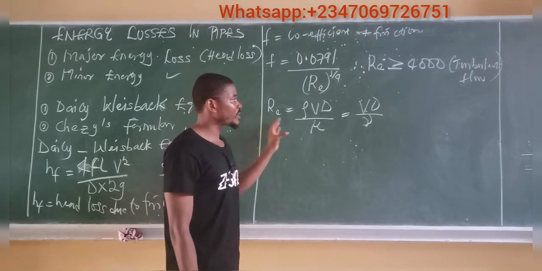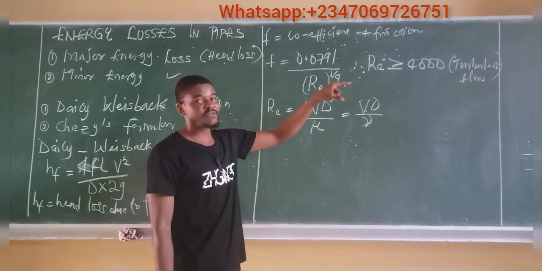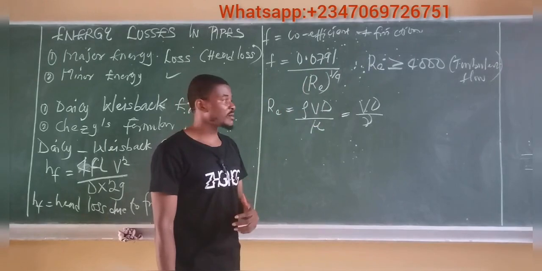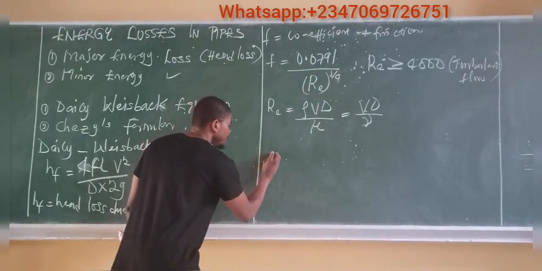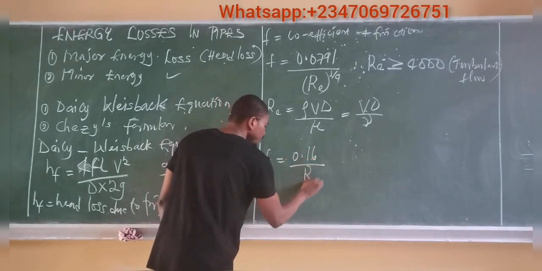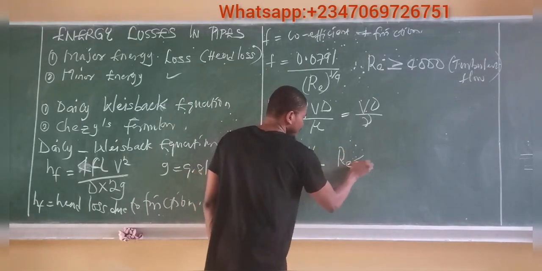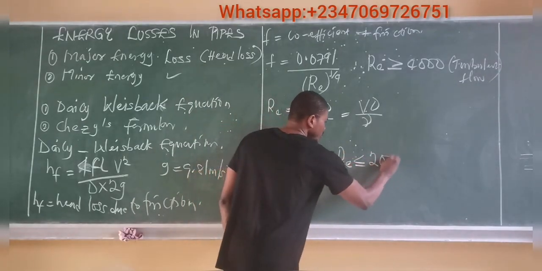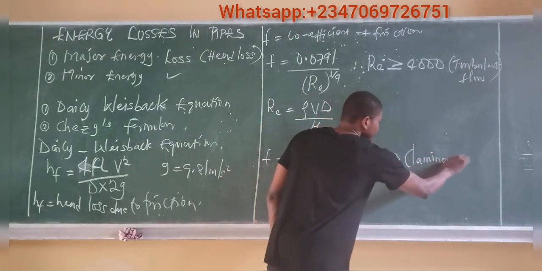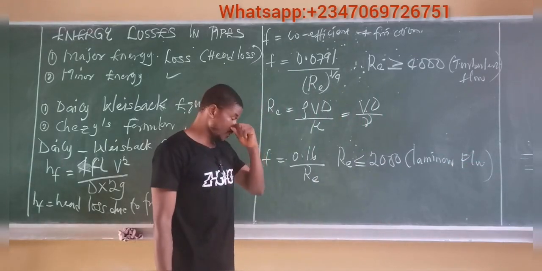But then you can employ either of these formulas to calculate the value of the Reynolds number, then check if it is turbulent. If it is turbulent, to find the friction factor, you use this equation. But if it is laminar, then the friction factor is equal to 0.16 divided by the Reynolds number. This is for laminar flow, when the Reynolds number is less than or equal to 2000. So if the flow is laminar, to find the friction factor, we simply employ this equation.